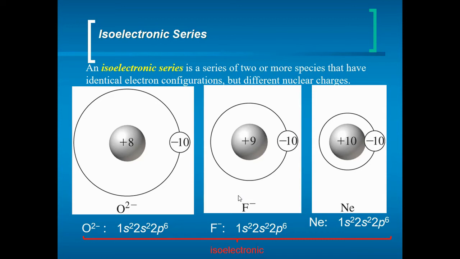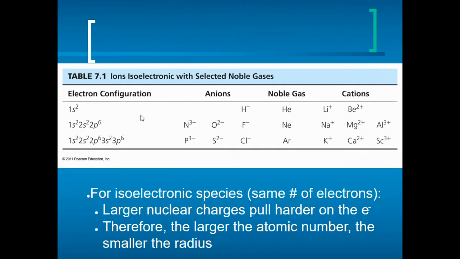They all have the same number of electrons, so you would expect their size to be the same, but they're not. And the reason they're not is because of the number of protons. Remember, those protons are pulling in on the electrons. The more protons you have pulling on the electrons, the smaller you're going to be because they're controlling things a little bit more. Okay, so here's a couple different isoelectronic series.